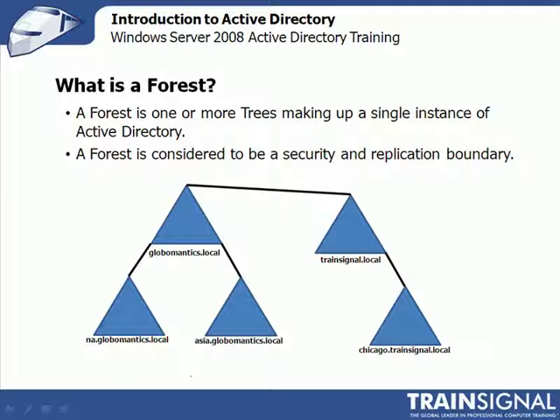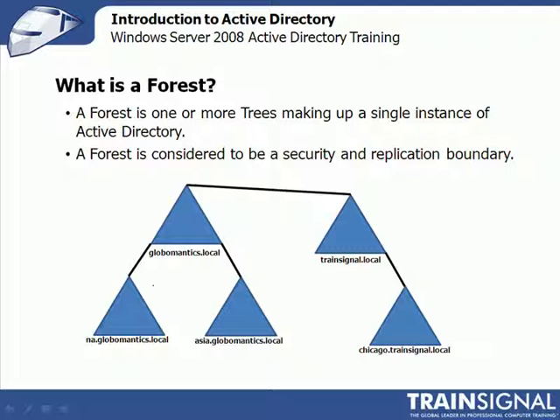So on the screen here, you'll see that I have the original tree that was created with our globalmantics.local and the child domains of North America and Asia.globalmantics.local. But then you'll also notice that I have Trainsignal.local and then Chicago.Trainsignal.local.